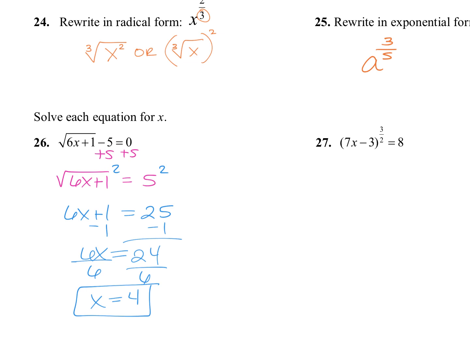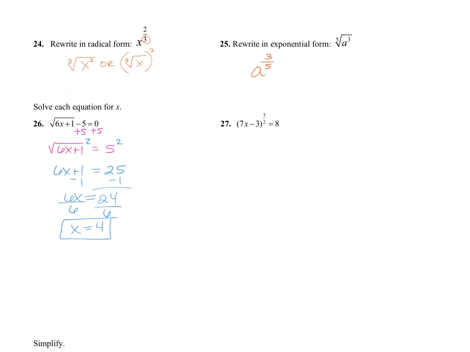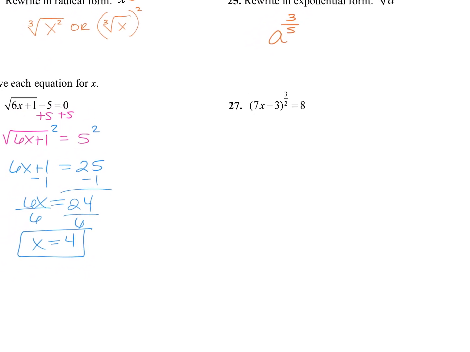Okay, 27 is a little different, but very similar ideas, right? We want to isolate. This one we've already isolated, or they isolated it for us. What do you do once that power has been isolated?